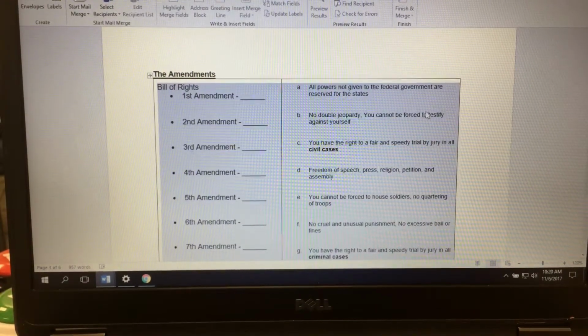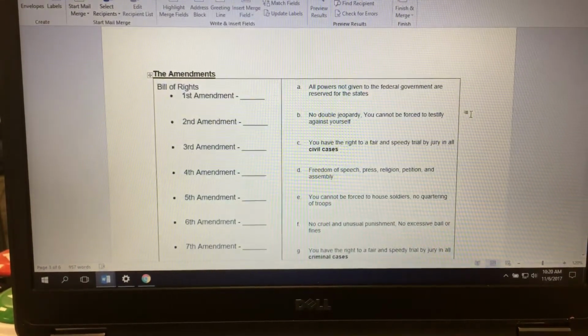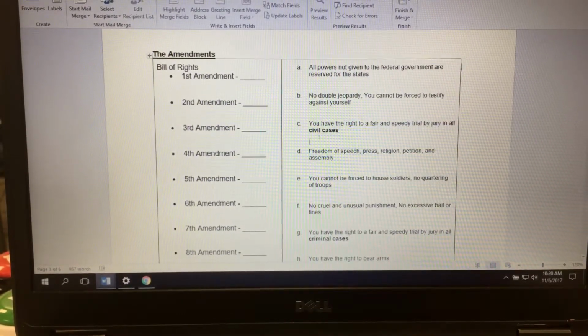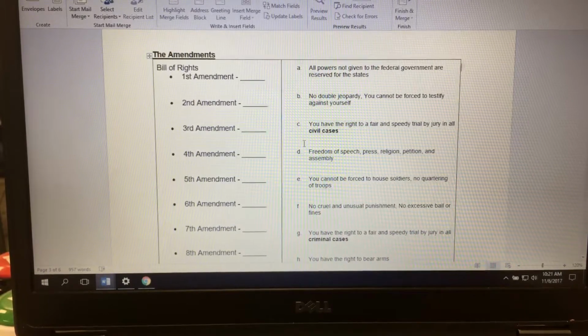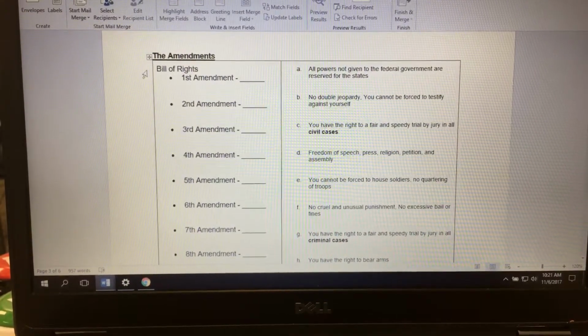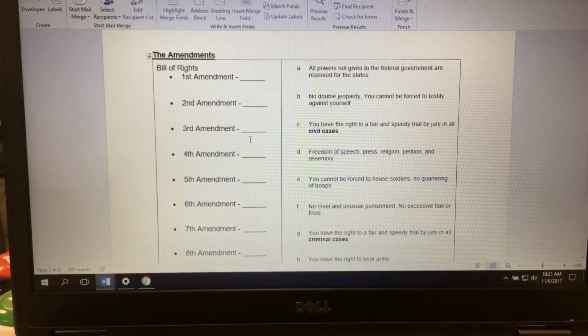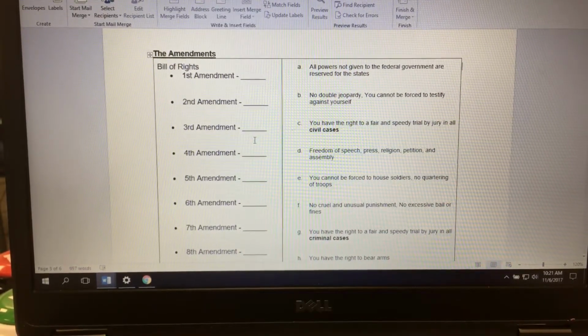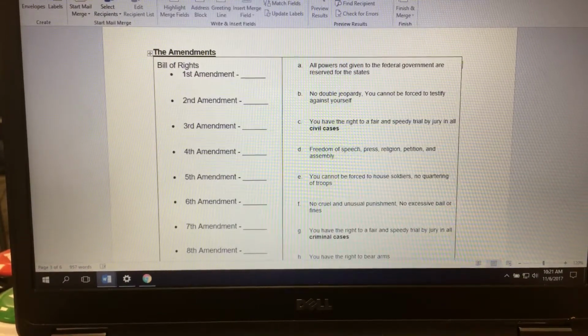Bill of Rights. First Amendment, blank. Second Amendment, blank. Third Amendment, blank. Fourth Amendment, blank.